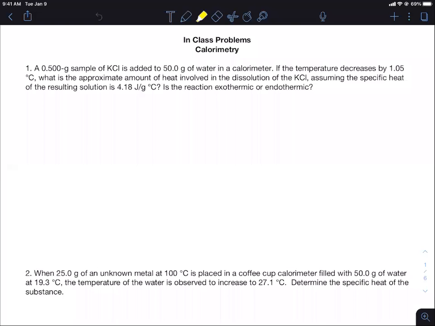This video is going to go over how to solve a couple of different types of calorimetry problems. And so the two problems we have are shown here.